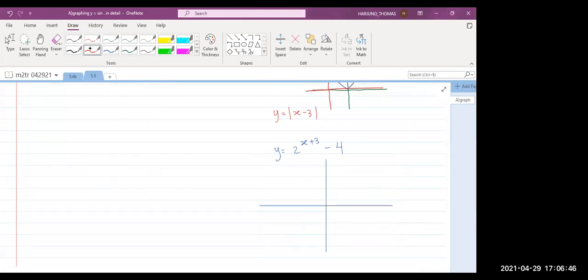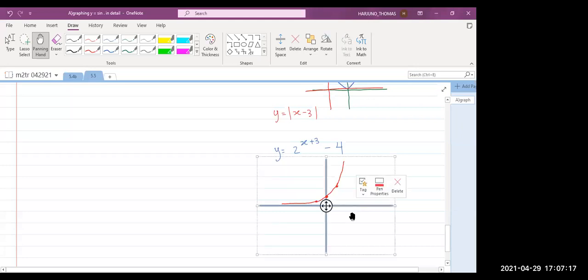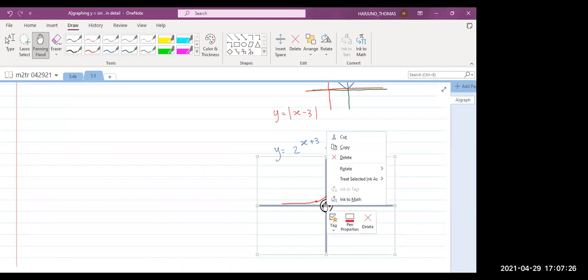Now, one way to do that is actually the following. I will graph 2 to the x first. 0, 1; 1, 2; negative 1, 1/2. That's what the graph looks like. Now then, I will move this graph 3 units to the left and 4 units down. But that's the same as moving the frame. Instead of 3 units to the left, the frame will move 3 units.